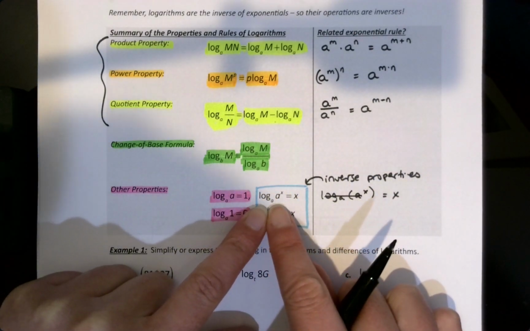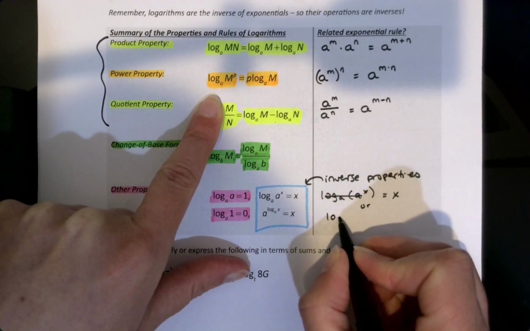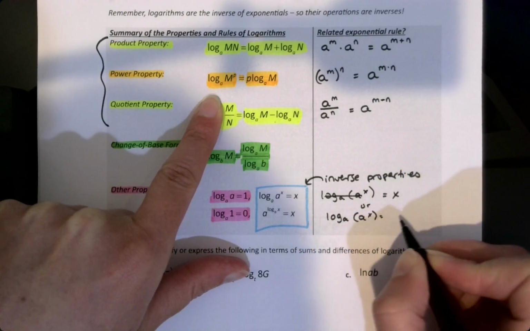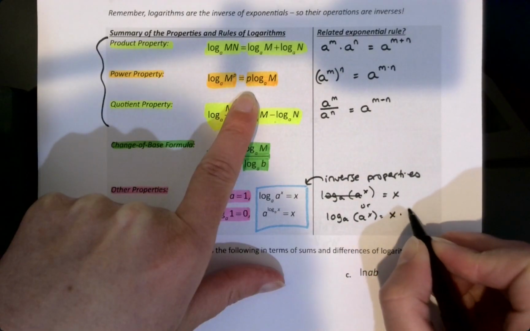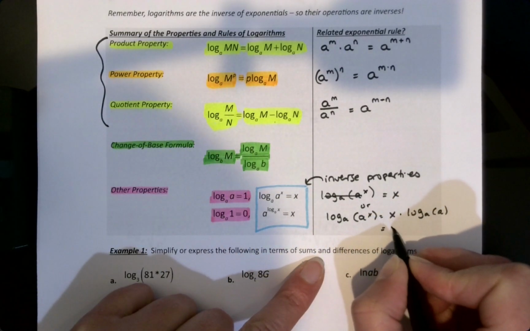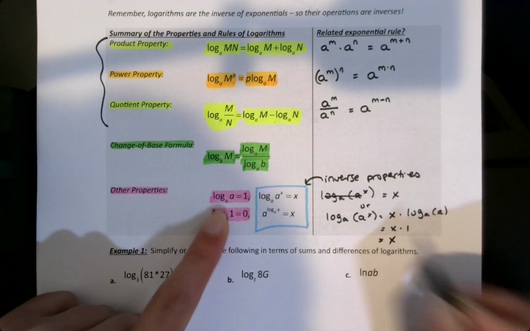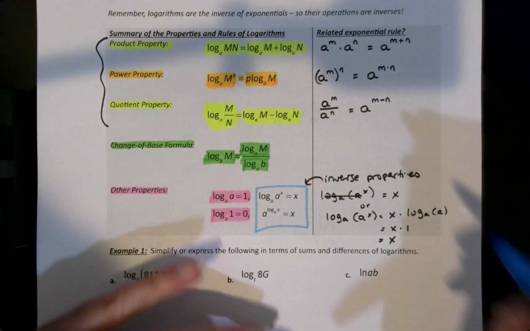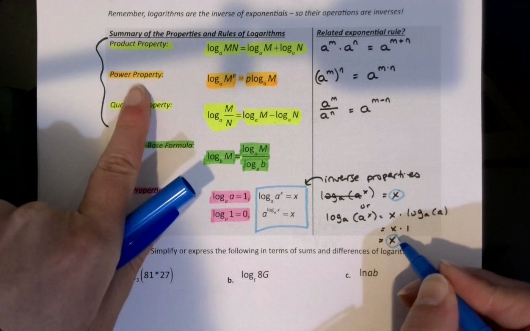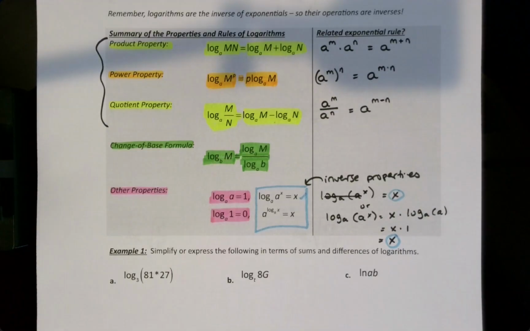You could think about this in terms of the power property. If you thought about it in terms of the power property, log base a of a to the x could be written as x times log base a of a. And log base a of a is 1, so that's x times 1, which is x. So again, either way, whether you're thinking about this in terms of inverses or in terms of the power property, we're going to come back with that x.